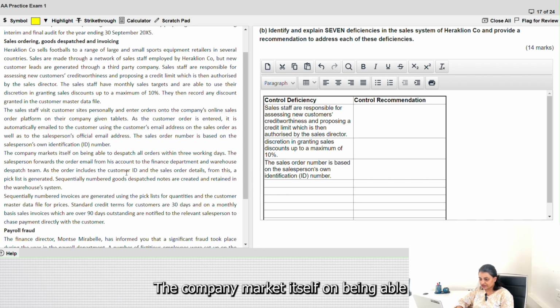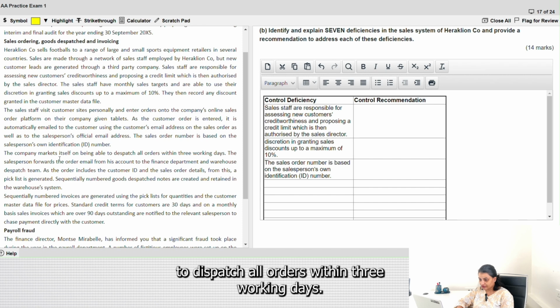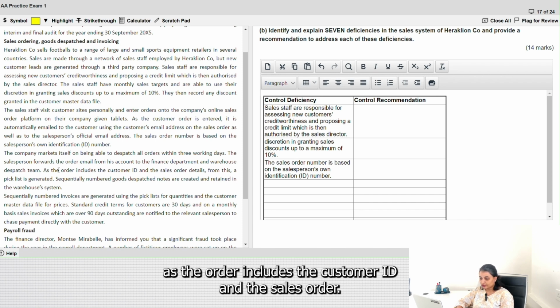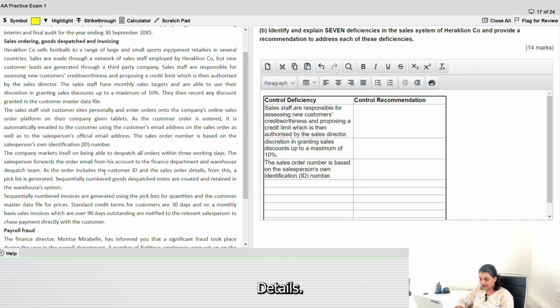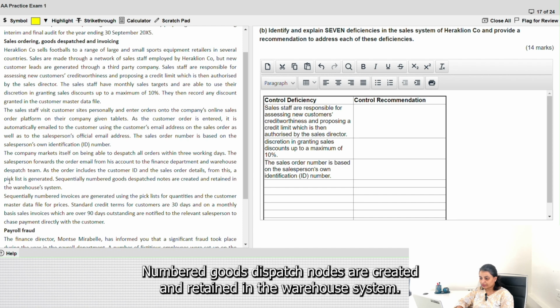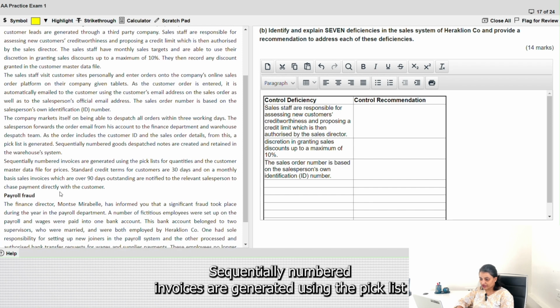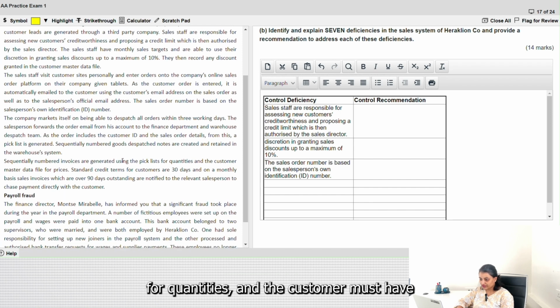The company markets itself on being able to dispatch all orders within 3 working days. The salesperson forwards the order email from his account to the finance department and warehouse dispatch team. As the order includes the customer ID and the sales order details, a pick list is generated. Sequentially numbered goods dispatch notes are created and retained in the warehouse system. Sequentially numbered invoices are generated using the pick list for quantities and the customer master data file for prices.